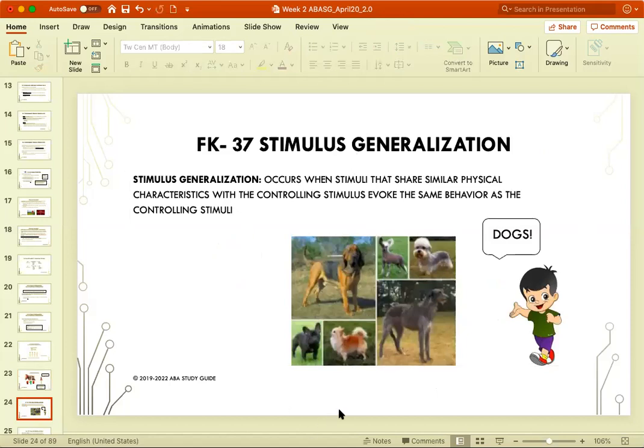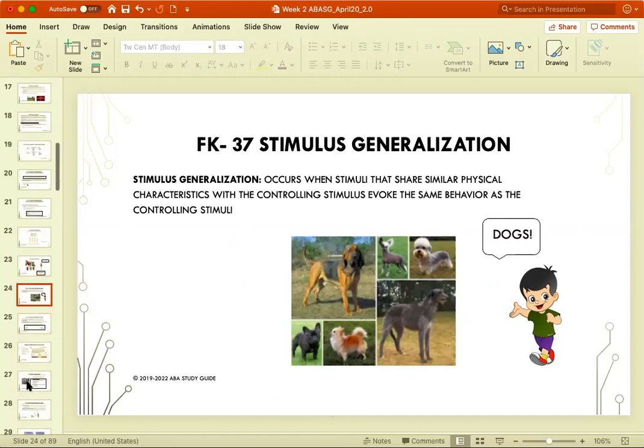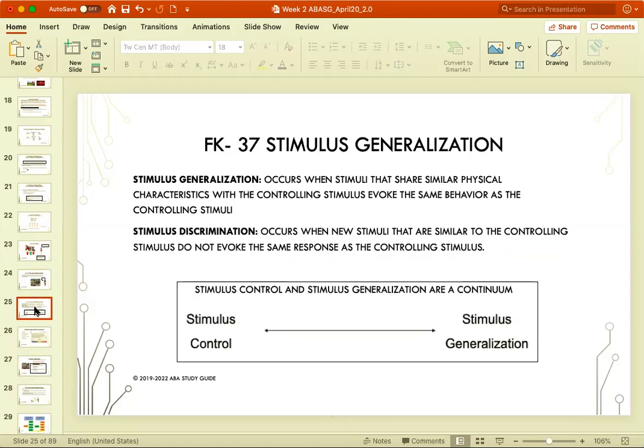Stimulus generalization occurs when stimuli that share physical characteristics with the controlling stimulus evoke the same behavior. So I show you all of these dogs and you say dogs. They share similar physical characteristics with the controlling stimulus, and they evoke the same behavior. If you can label the pug, then you can label the German Shepherd. Stimulus generalization and discrimination exist on a continuum. Discrimination is when new stimuli that are similar to the controlling stimulus do not evoke the same response.